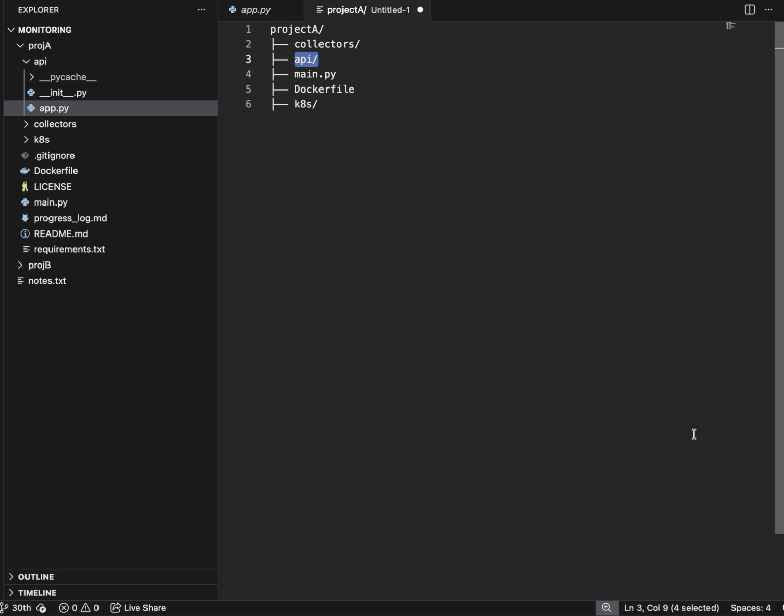So this project focuses on understanding the monitoring fundamentals. More advanced tools can be added later, but the core idea remains the same.